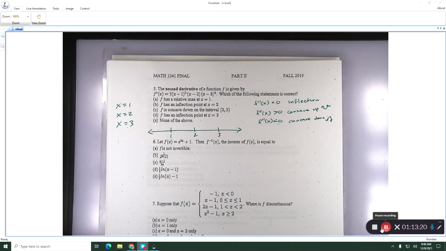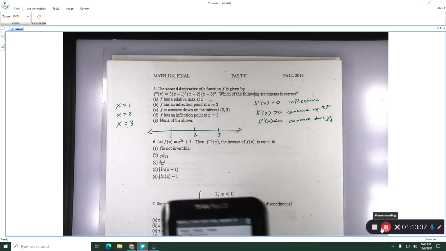Does f have a relative max at 1? Does f have an inflection point at x equals 2? Is f concave down on the interval 2 to 3? And f has an inflection point at x equals 3. So I drew my number line.